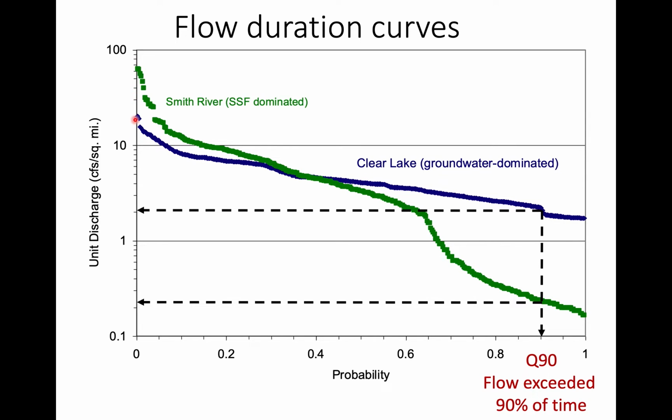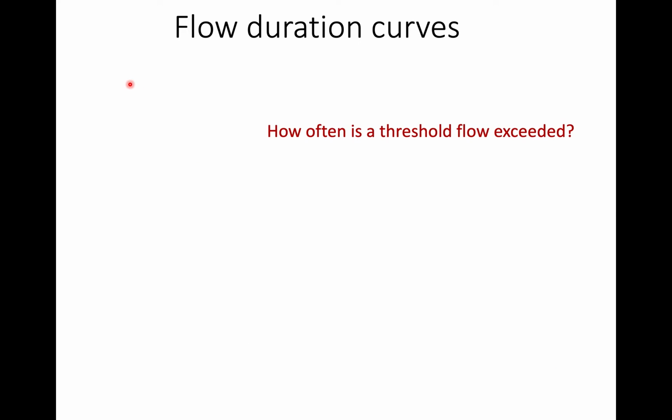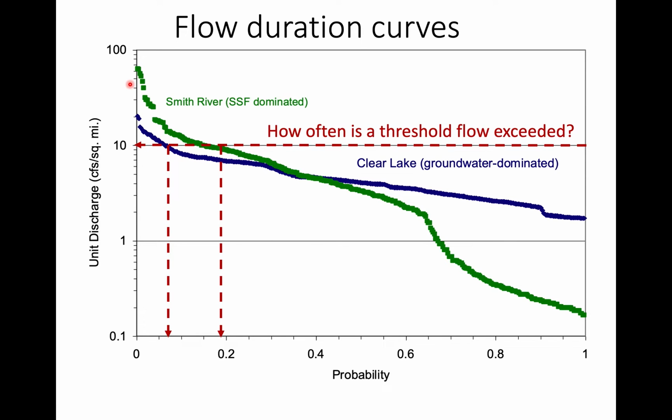And when we get to the really high end, the infrequent high flows, we see these big differences because of these different stream flow generation mechanisms. And again, we can read things the other way as well. So we might say, it's really relevant when flow exceeds, say, 10 cubic feet per second per square mile. So I want to know how often that occurs. I've just pulled that number out of thin air.